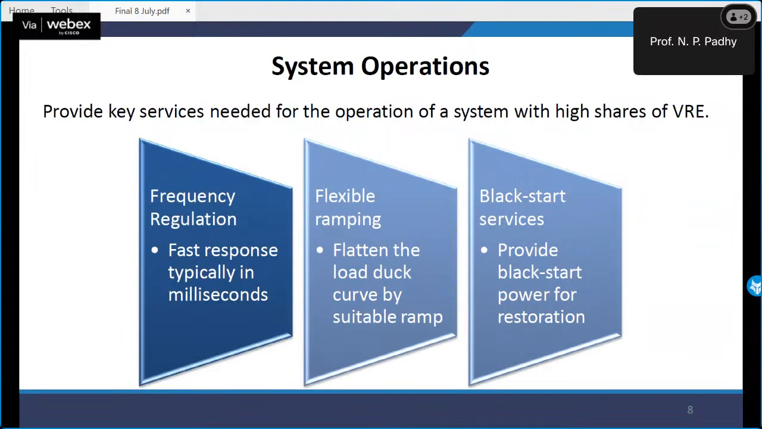Now, looking into system operations, it provides key services needed for the operation of a system with a high share of variable renewable energy. So what we can do is frequency regulation, which is an important part, with fast response, typically in milliseconds. We have to quickly give some energy to make sure the frequency is maintained at 50, then flexible ramping, and then black start services. So these are all possible mostly through a gas turbine or through a battery.